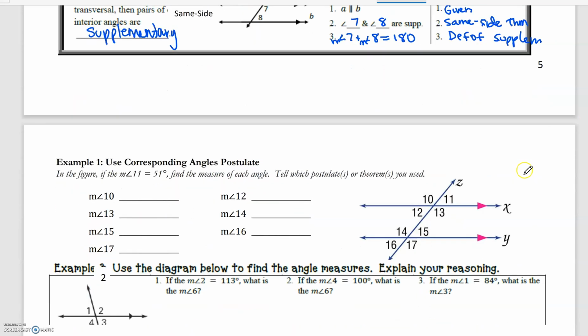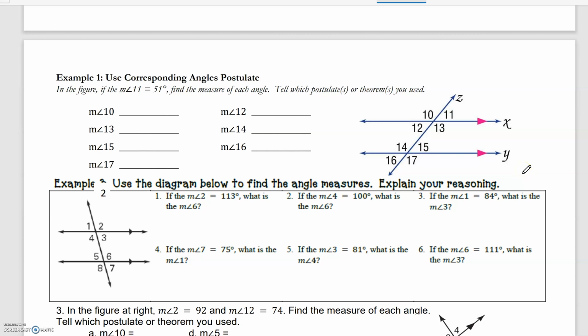So let's go ahead and practice, looking here at the fact that angle 11, we know that it is 51 degrees. So I'm going to go ahead and write that in there. And then we're going to figure out what all the other ones are. So remember our zigzag. Anything vertical is going to be the same, and anything alternate interior is going to be the same there. So all these that I just drew that path are 51. All the rest are going to be supplementary.